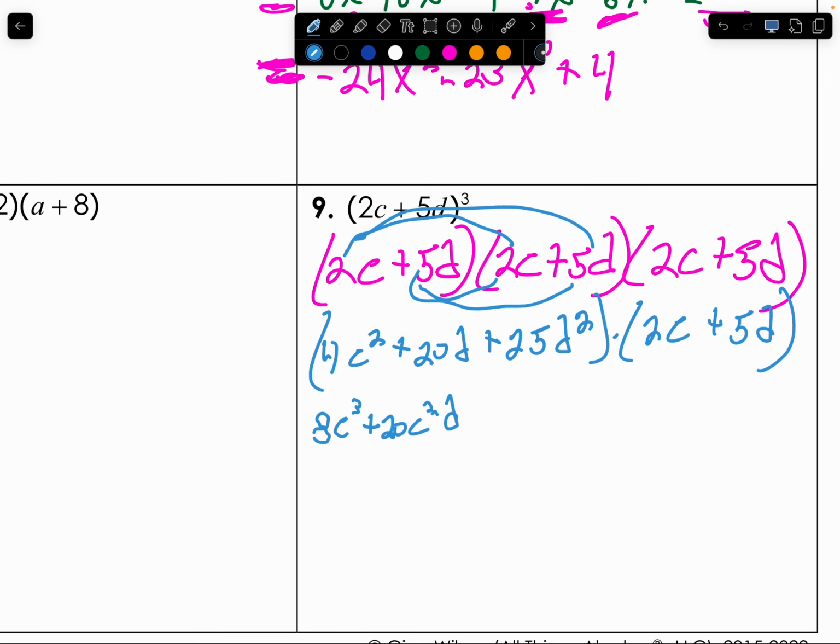Let's see, now let's look at this one and this one. Start there. So I'm basically doing this one now, and then I'll do this one and this one. There's some multiplying to do, really. Okay? So 20 times 2 is 40cd, because it's alphabetical order. Don't put dc, please. 5 times 20 plus 100d squared.